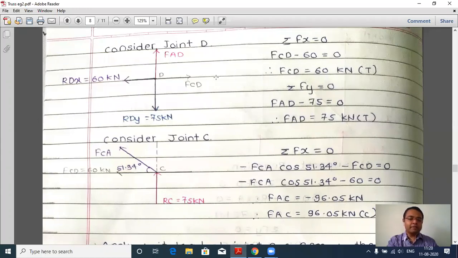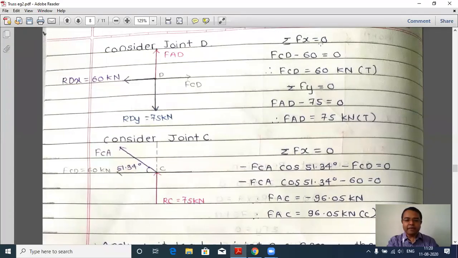Every time I take the assumption that the forces in the members are tensile. Tension is shown with arrows away from a joint. So this arrow is away from joint D, and again this arrow is away from this joint. So we have assumed that FAD and FCD are both tensile. That's why I've shown arrows like this.